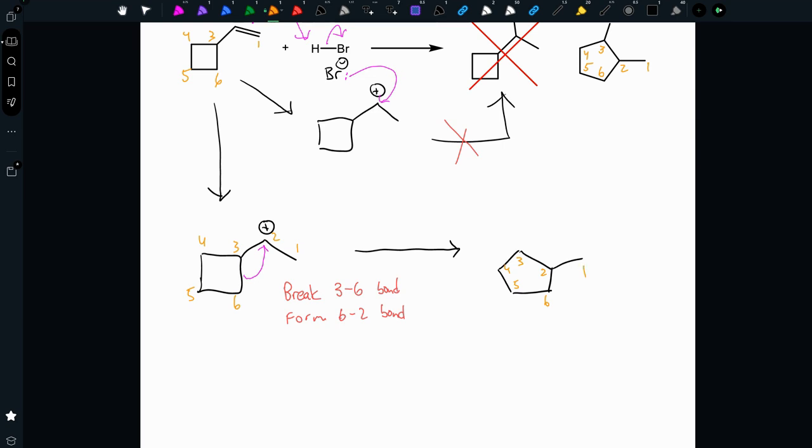And I ask myself, who did I take electrons away from in that step? Well, carbon 3 had the bond and it no longer does. So I took electrons away from carbon 3. Carbon 3, notice, had one hydrogen on it. It still has one hydrogen, but it only has 3 bonds total now. So it has a carbocation. And if I then attack that carbocation with a bromide ion, I will make the observed product.